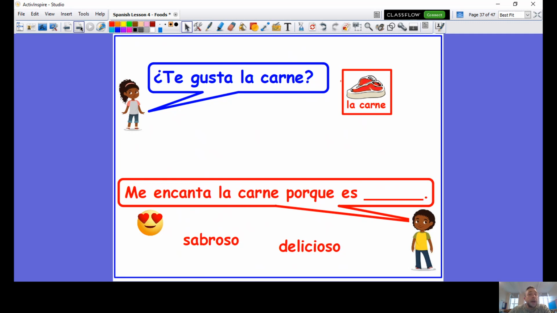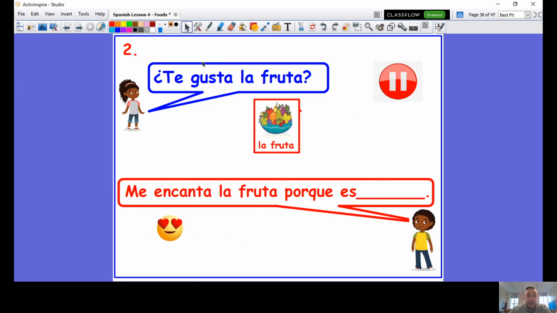Let's do number two now. You're on your own. It says, ¿Te gusta la fruta? The answer is, me encanta la fruta porque es. What word would you write here to finish the sentence? Pause your video now.